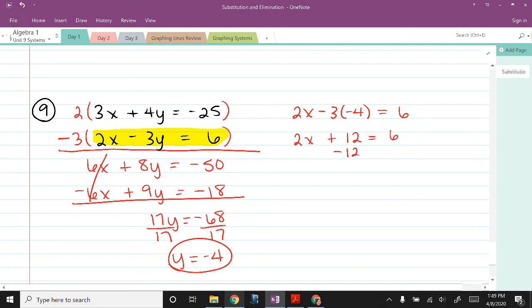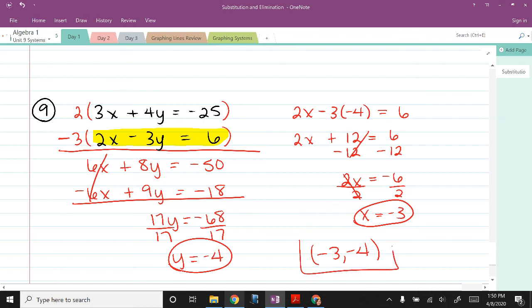And then I subtract 12 on each side. So 2x equals -6, divided by 2, x equals -3. And then again, write your ordered pair, x then y. So -3, -4 is my solution.